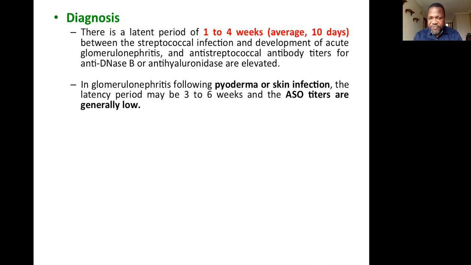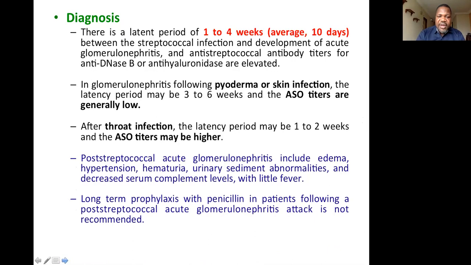But in glomerulonephritis following a skin infection, the latency period can be much longer, between 3 to 6 weeks, and usually the anti-streptolysin titers are very low. After a throat infection, however, the latency period is very short, between 1 to 2 weeks, and usually the anti-streptolysin titers are very high. So if the period between the initial infection and the complication is short, 1 to 2 weeks, and the anti-streptolysin antibodies are elevated, it is usually a complication following pharyngitis. But if the latency period is long, 3 to 6 weeks, and the anti-streptolysin titers are very low, the complication usually follows a skin infection.